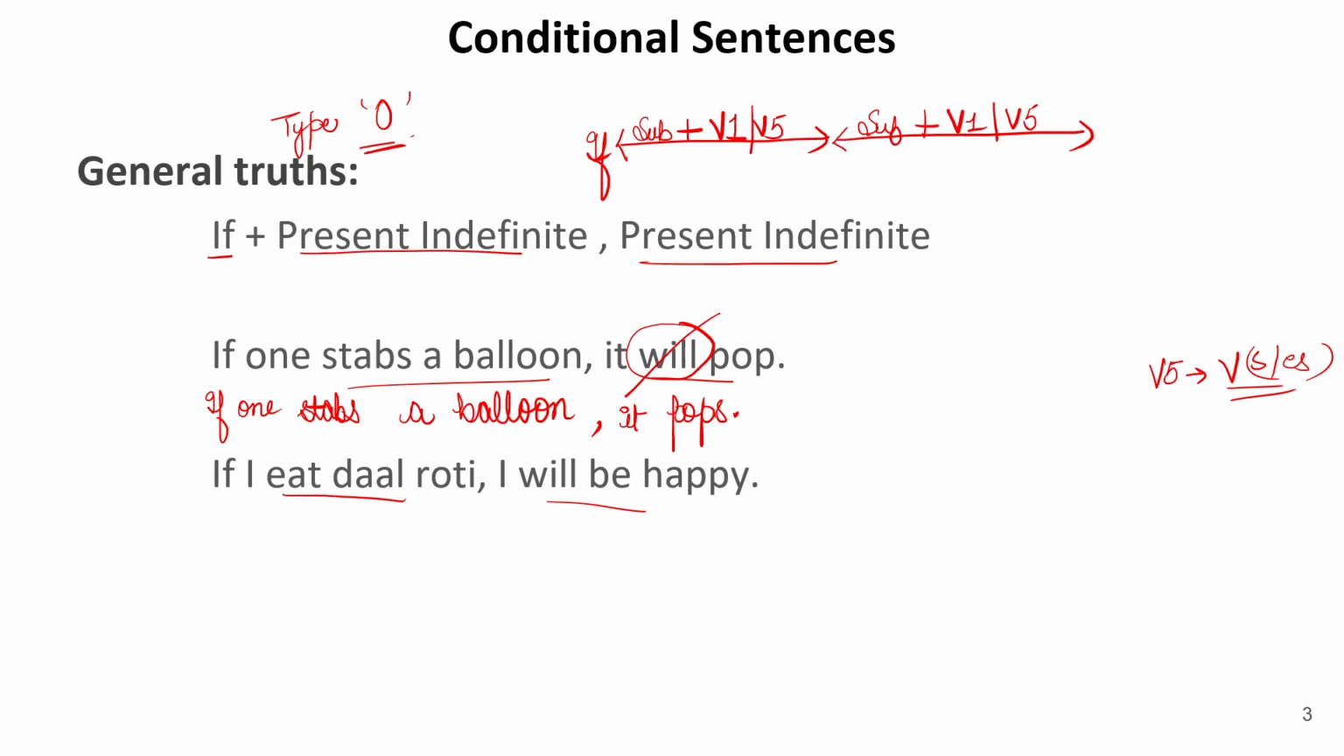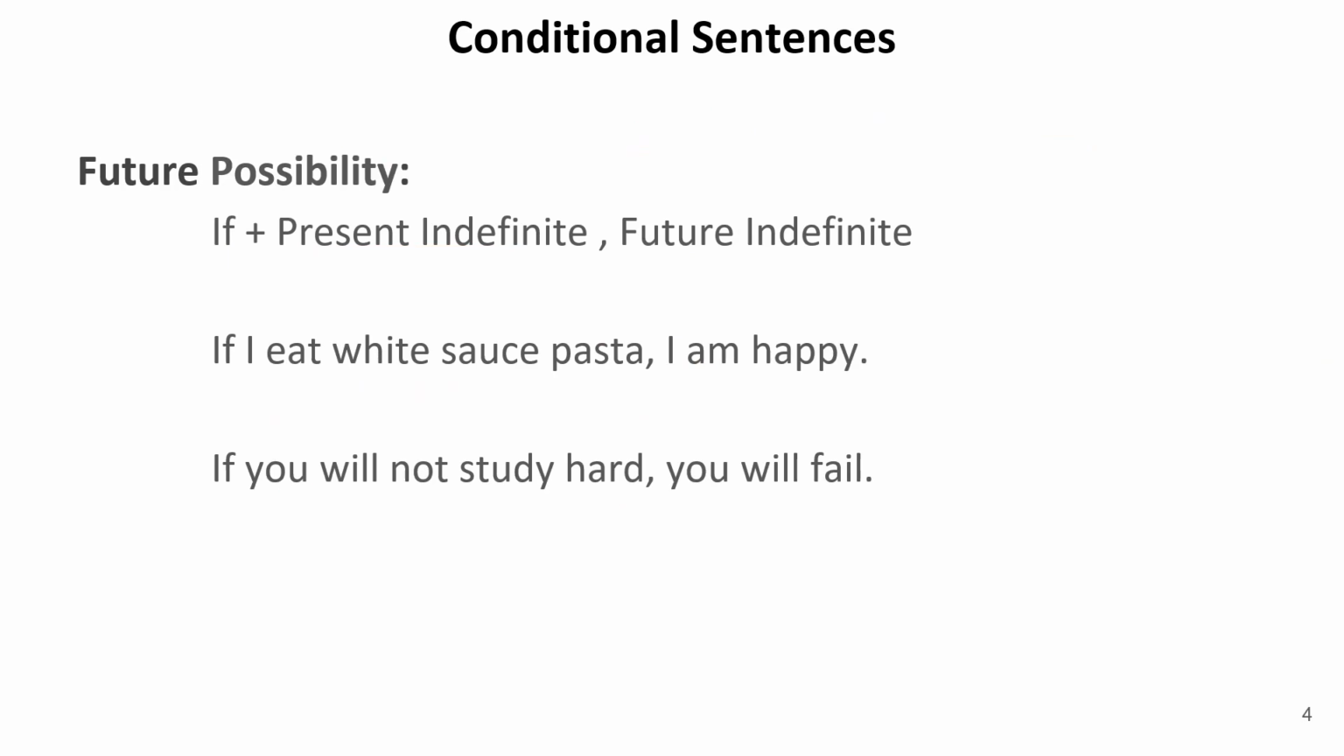Some facts are there which become general as they happen always. So those facts can also be written in this type 0 condition. Now let us have type 1 condition, which shows future possibility.